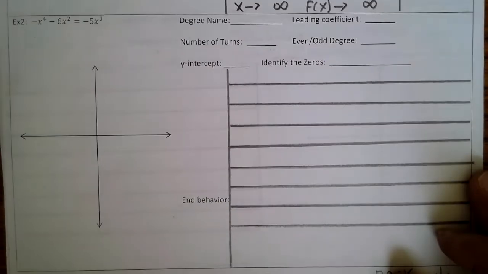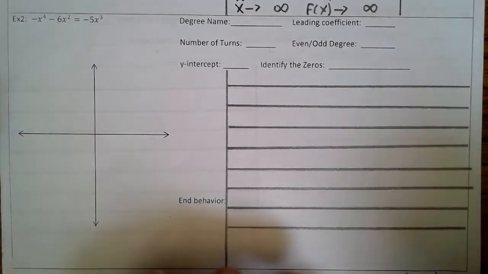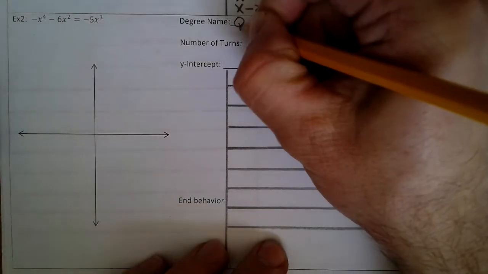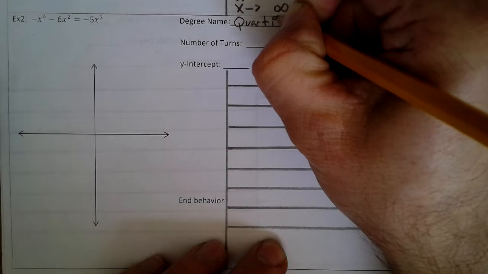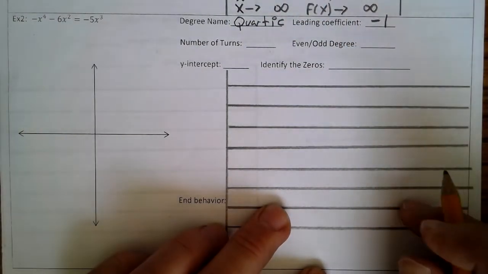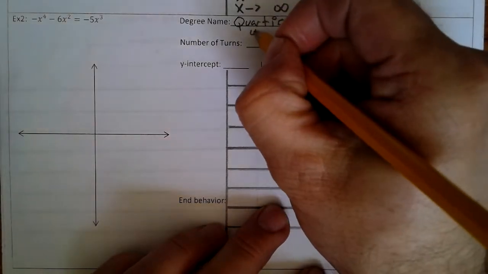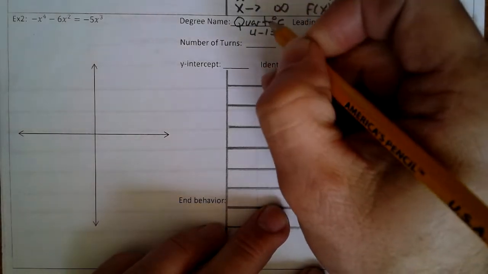Now degree name is quartic. Leading coefficient is -1. Number of turns is 4 minus 1, which equals 3. It is an even degree.